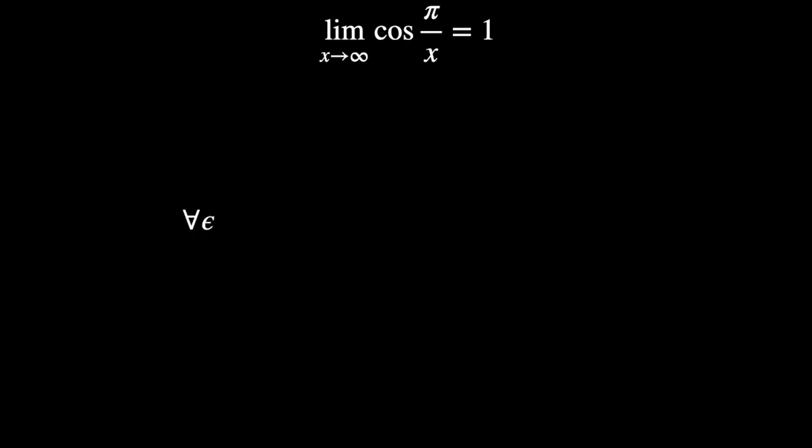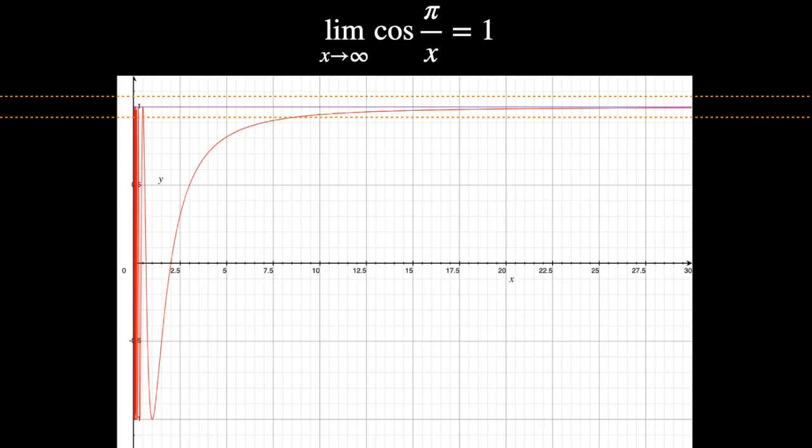In math, we say this in symbols: you choose any epsilon, and for any epsilon, there's some n, so that if x is bigger than that n, then the distance from the cosine of pi over x to 1 is smaller than that epsilon you chose. You choose the orange dotted lines. I get to choose the blue line, so that to the right of that line, my graph is always within the range of the limit.